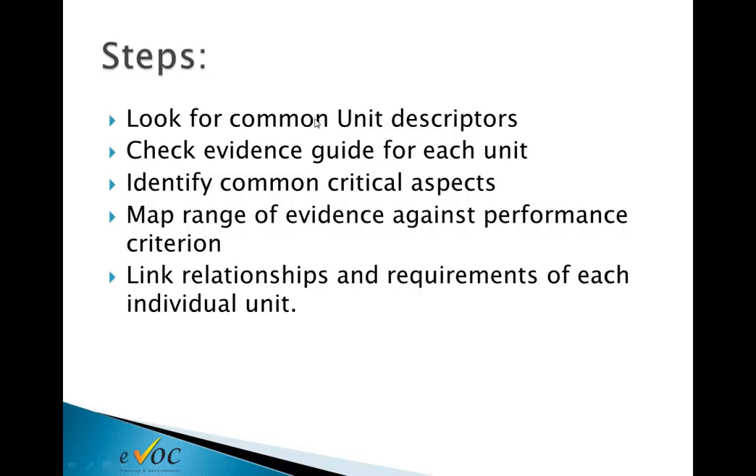You look for the common unit descriptors, and usually they'll be within the code or within the unit descriptor name. And then once you've grouped temporarily a couple of units together, or a few, maybe 3 to 4, then you look at the evidence guide for each one. So we're looking at the critical aspects and you're making sure that there's some common pieces of evidence that's required. Okay, so once we've got that, then you start individually mapping each unit.